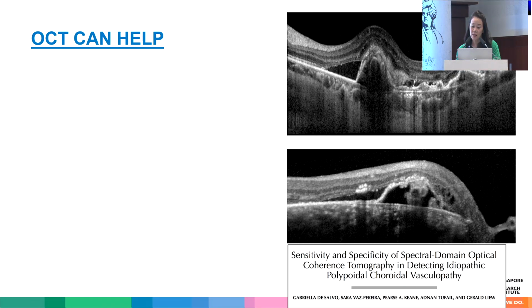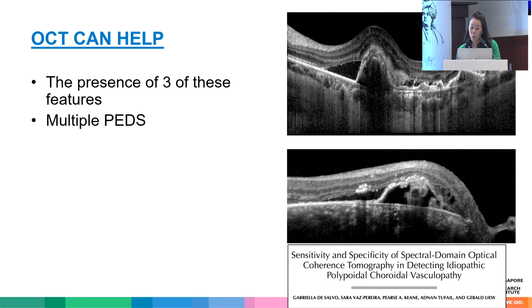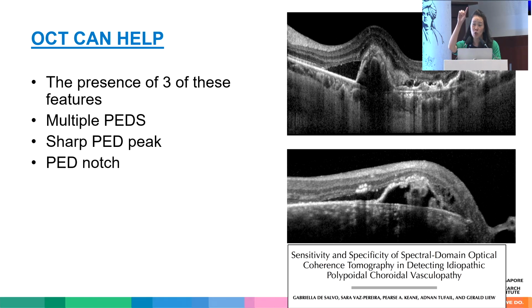However, OCT is much more specific and sensitive, and the presence of these three features you can see here: multiple PEDs, the sharp peaked PED, the PED notch, and a PED notch is actually the notch when you go on the curvature on the cross-section of the PED.